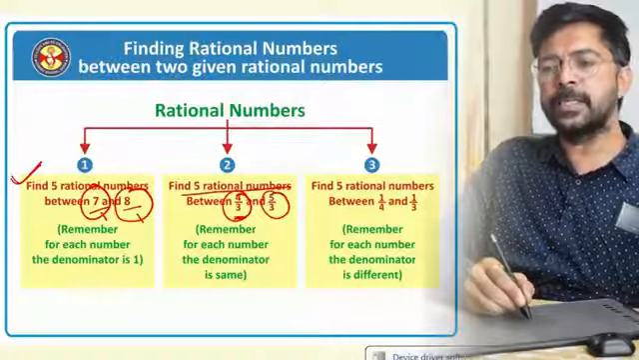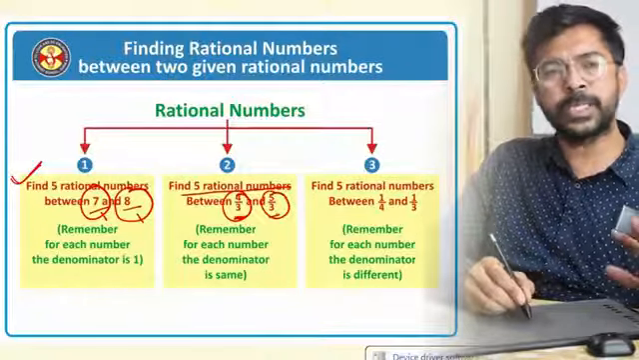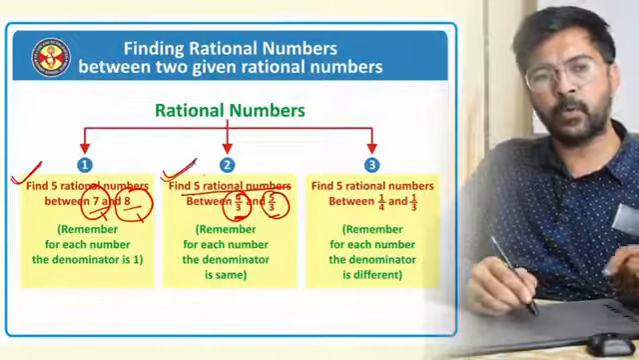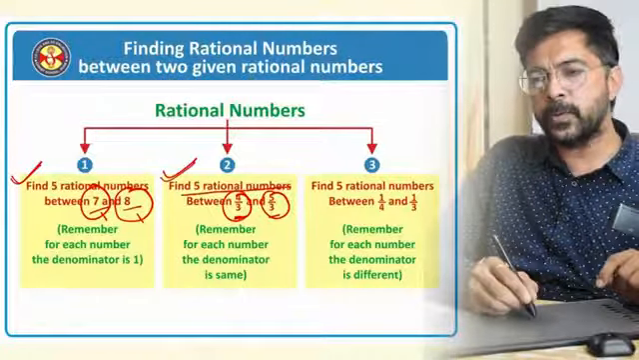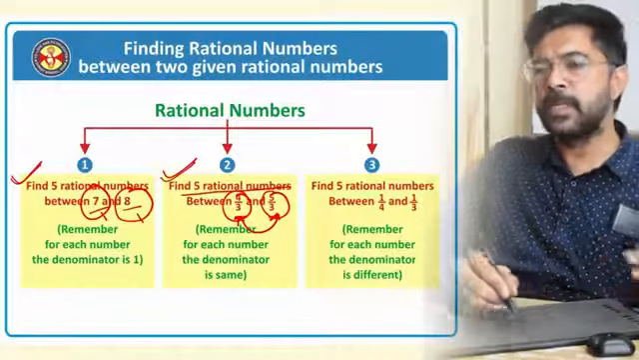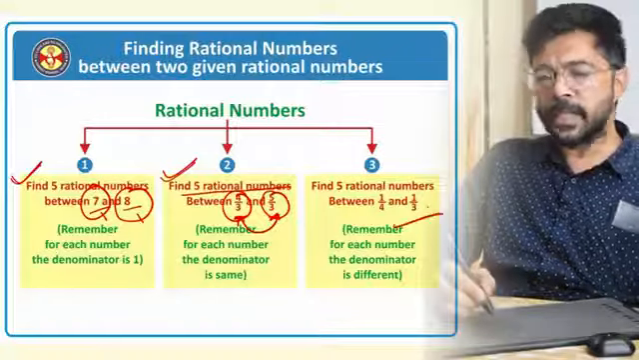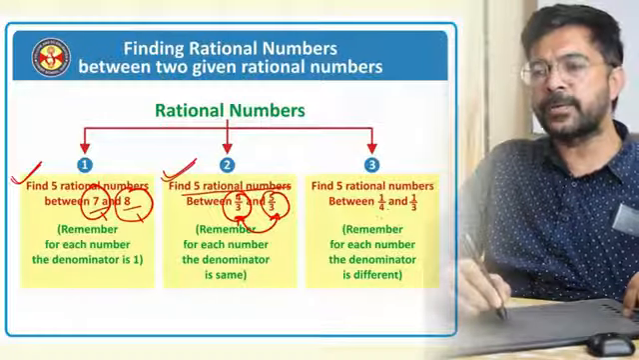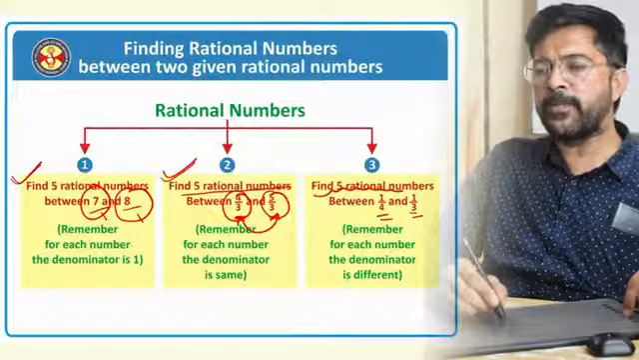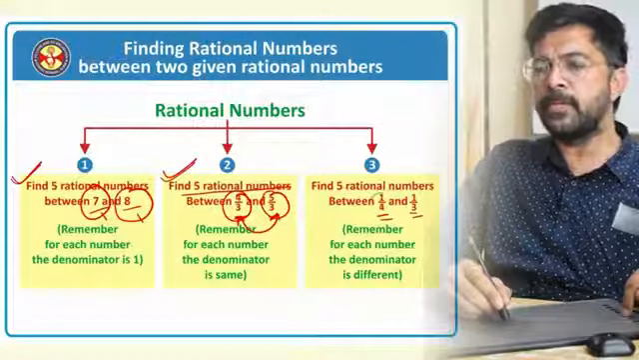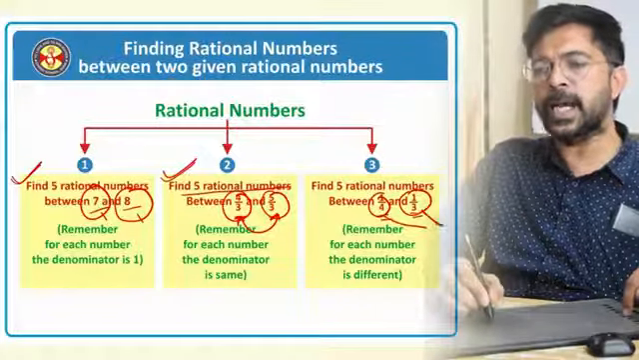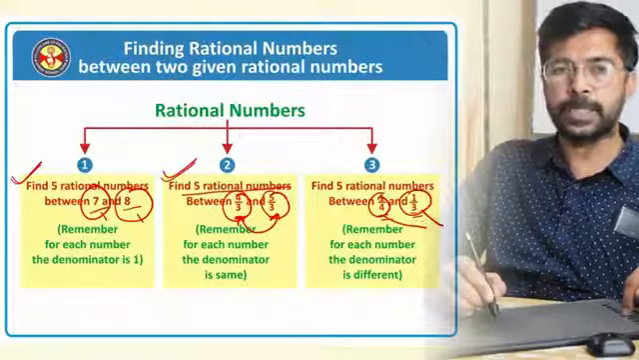The second condition was we have to find five rational numbers between two rational numbers, but the denominators are the same. Say the question is find five rational numbers between 4/3 and 5/3. Here you can see the denominators are the same. Third situation, the denominators of two rational numbers can be different. The question is find five rational numbers between 1/4 and 1/3. Here 4 and 3 are two different denominators.